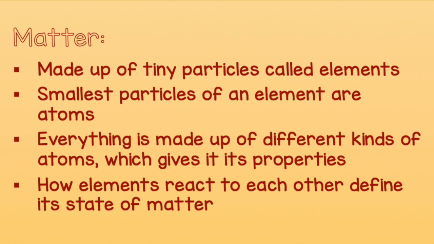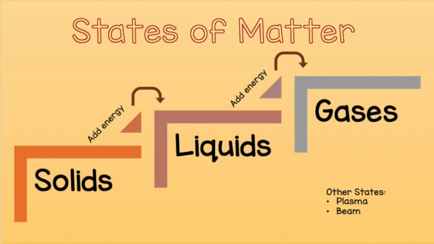How the elements react to each other defines what the state of matter is, and we'll talk about that a little bit more. So there are 5 states of matter, but we normally just talk about 3 main ones, and those are solids, liquids, and gases. And the other 2 are plasma and beam, but we're not going to talk about those today. So let's talk about solids.